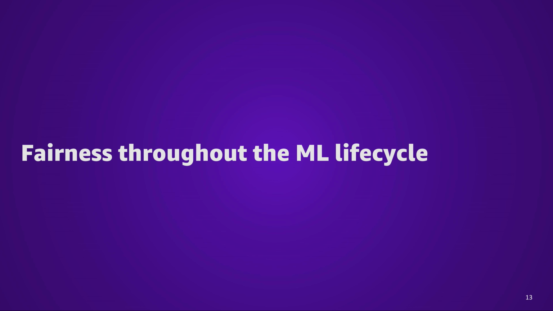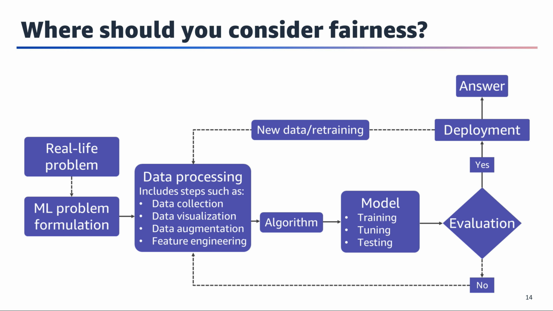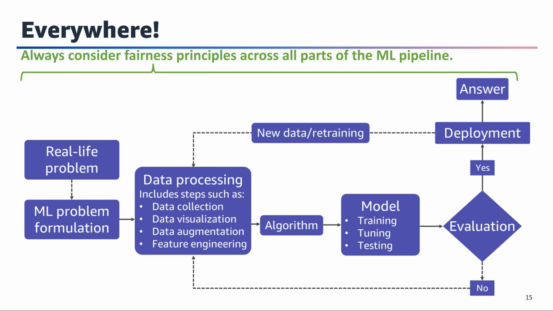Now that we know about responsible AI and fairness, we will illustrate fairness throughout the ML lifecycle. Consider a typical ML lifecycle from ideation to creating predictions, answers. Where in this lifecycle should you consider fairness? Fairness should be considered in all stages of the ML lifecycle. In the next slides, you will learn about a few practical examples of how to consider fairness by using techniques to mitigate bias.